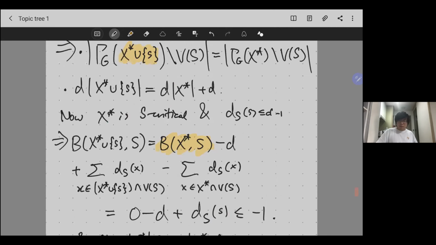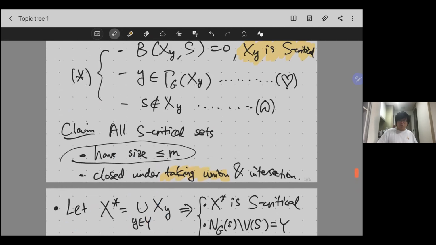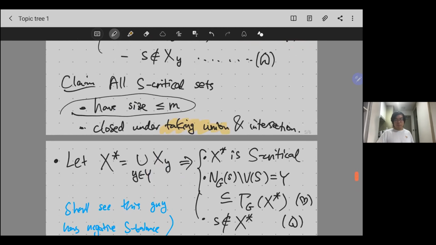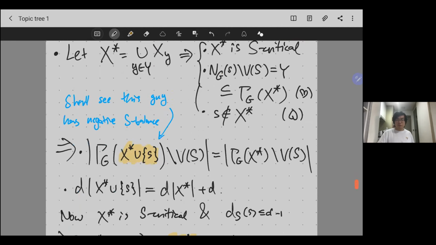Yeah, I think I'm running out of time. I will not prove this claim about critical sets. Assuming this basic claim, we basically see all the details of this proof. I'll leave this, it's not so hard. You can find it in my notes. Not illuminating, so I don't want to talk about it. Okay, assuming this, see the whole proof.